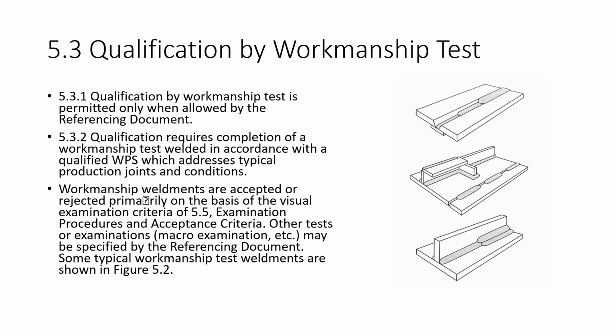Or here's one that's a little different from some other codes, because once again, this code is designed to be used in situations where another code might not cover it. So it gives you a lot of leeway, and it allows us to do qualification by workmanship tests. So we can go through there, and here's some examples. This picture is right out of the code, AWS B2.1. And you can see that it's workmanship type stuff. Other tests or examinations may be specified by the referencing document, whoever the client is, or maybe our internal document. And these are some of the typical workmanship test weldments that one might use.